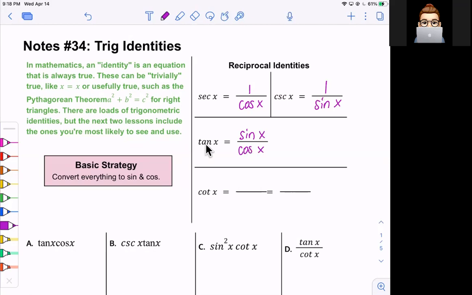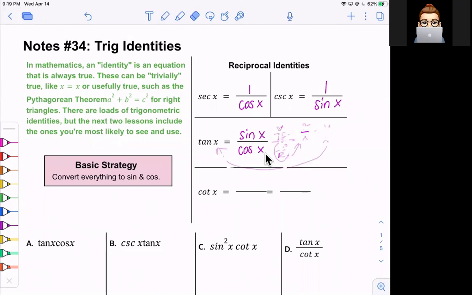If you think about it using the things that we've been working with so far, our x, our y, and our r, remember that sine x would be y over r, and cosine x would be x over r. Remember that when you divide two fractions, you're really multiplying by the reciprocal of the second one. Maybe remember keep, change, flip. So this right here would be the same as multiplying times r over x. These r's would cancel, and we'd be left with y over x. Y over x, as you know, is tangent. So that is why tangent is equal to sine x over cosine x.